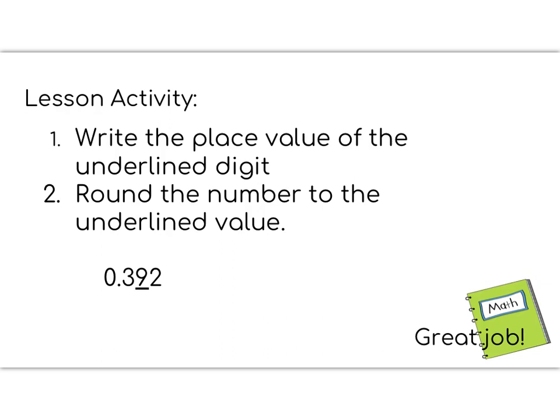Great job, 5th graders. Now it's your turn. Lesson activity. Your lesson activity is to write the place value of the underlined digit, and then part 2, round the number to the underlined value. So we look at here, we have a 9. So write the place value of the 9, and then circle it. Look next door, we see a 2. What is this number going to be when we round to the place value of the 9? Is the 2 going to make you round up, or is it going to make you stay the same? Complete these 2 problems in your math notebook. Great job, 5th graders.